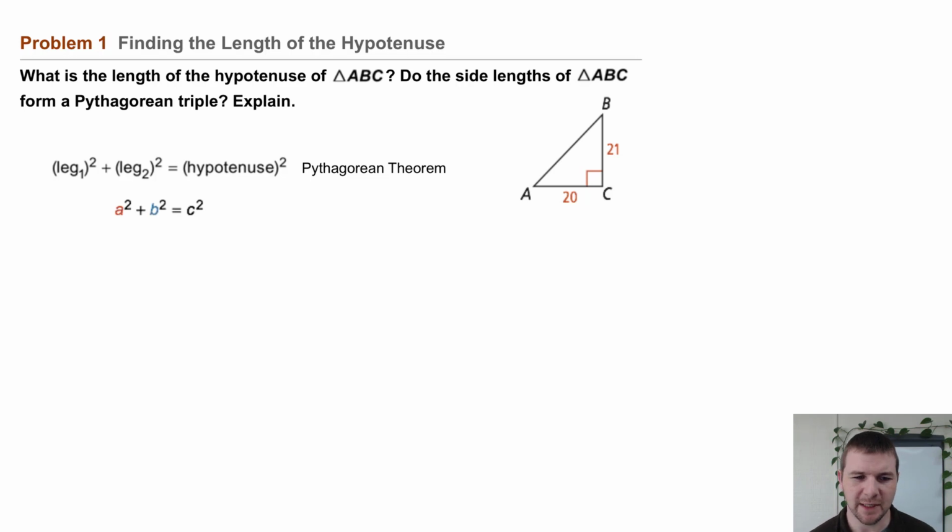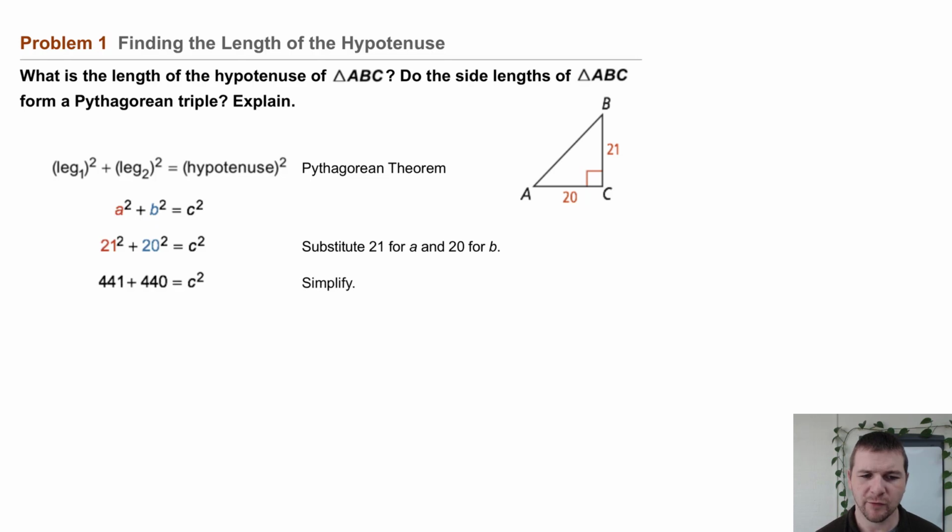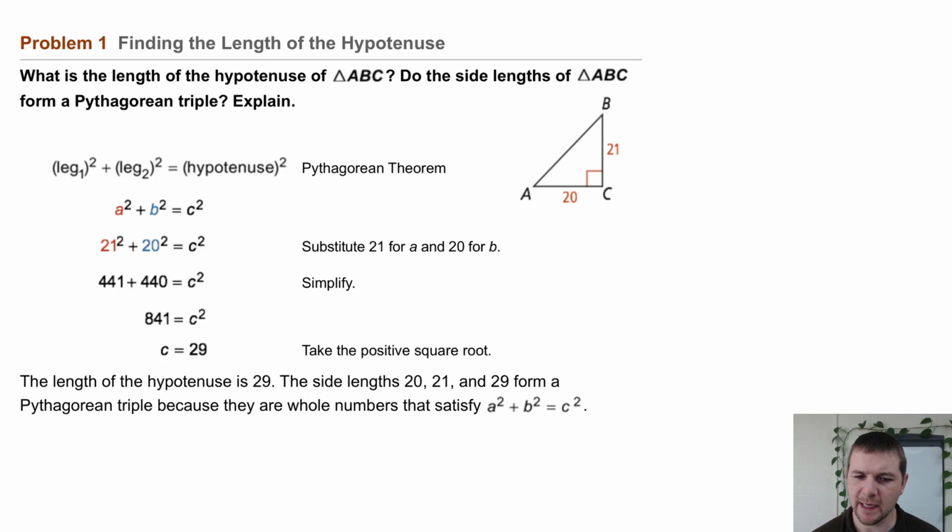So we can state it more simply as the equation a squared plus b squared equals c squared, and substitute the values given, the leg lengths: 21 squared plus 20 squared equals c squared. We'll let c stand in for our hypotenuse length. 441 plus 400 equals c squared. 841 equals c squared. And applying the square root to each side of the equation, we find that c equals 29. The length of the hypotenuse is 29.